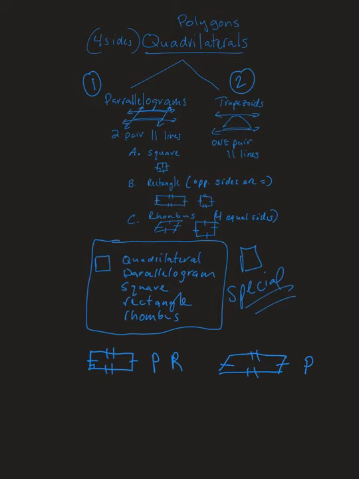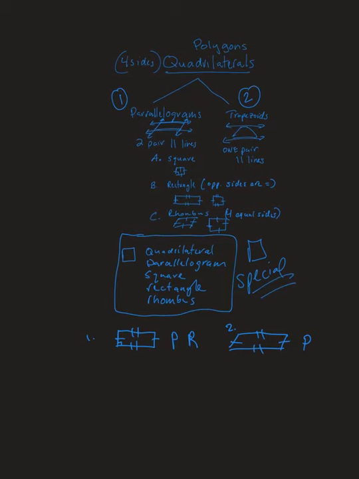So this shape right here, we'll just say shape 1, shape 2. Shape 2 is going to be a polygon, that's a quadrilateral, that's a parallelogram, and that's it. We're done. Shape 1 is a polygon, that's a quadrilateral, that's a parallelogram, that is a rectangle. Okay. Let me give you an example for number 3.